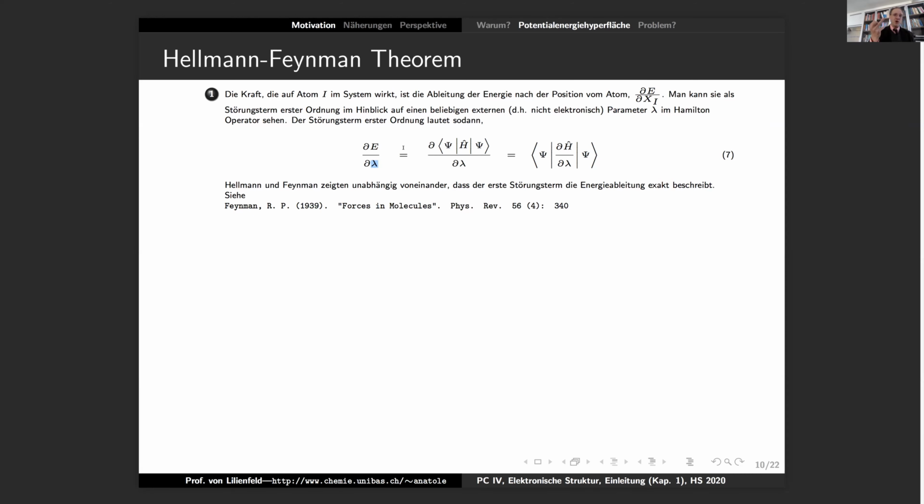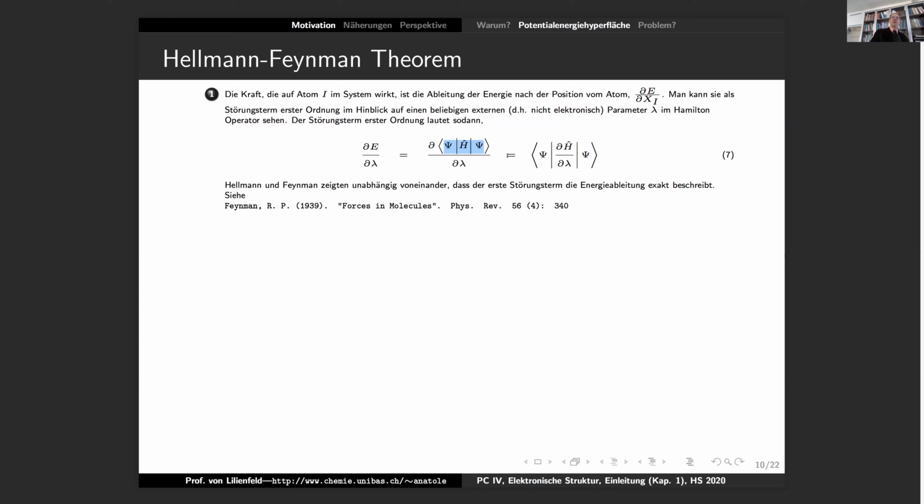So this could be your nuclear charge. This could be your coordinate x, y, or z of atom I, right? You have n atoms, right? So you have all the 3n possible values, degrees of freedom here. This derivative must be the derivative of this expectation value. This we discussed already. This is nothing else than your energy.